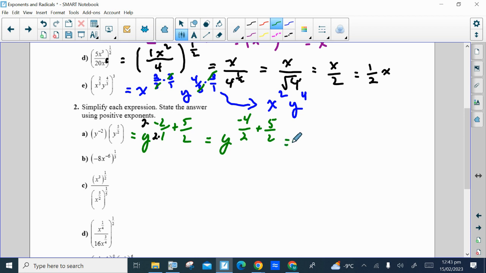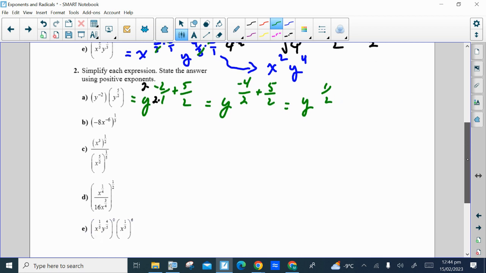And now we can add the fractions together. -4 plus 5 is +1, but remember, you always keep the same denominator. When you're adding and subtracting fractions, once you have your common denominator, that doesn't change. It's like you have -4 of something and you add 5 of those same things, and that leaves you with one of those things, and those things would be halves.